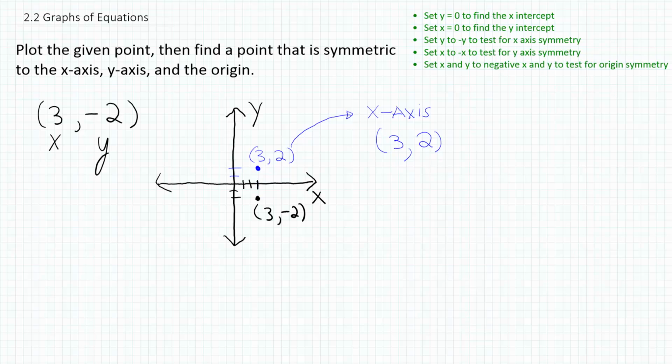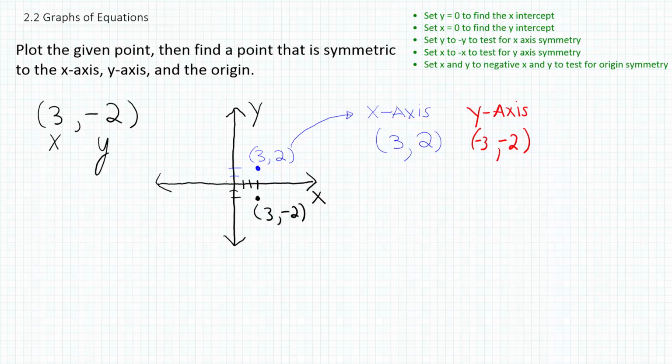All right, let's do the next point, the y-axis symmetric point. Let's do that one in red. And for the y-axis point, you set the opposite variable to the opposite sign. So we're going to keep the y component of the original point the same, so we'll keep it as -2. But the x component, which used to be 3, will now become -3. And so that's the point that should be symmetric to the original point across the y-axis.